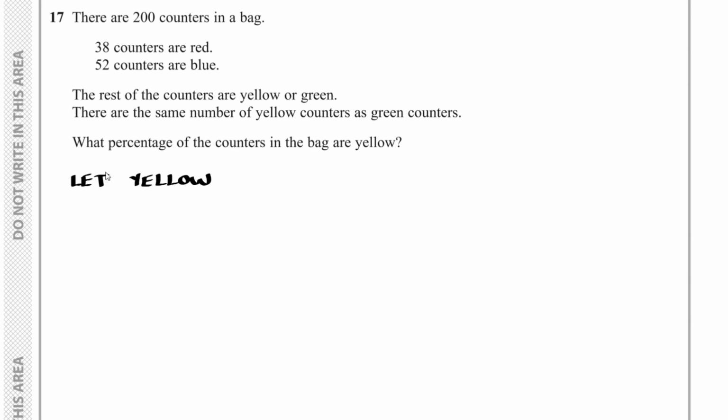To begin with, if we let the number of yellow counters equal the number of green counters equal x, because we've got the same number of yellow and green, then we have 38, which is red, plus 52, which is blue, plus x, which is yellow, plus another x, which is green.